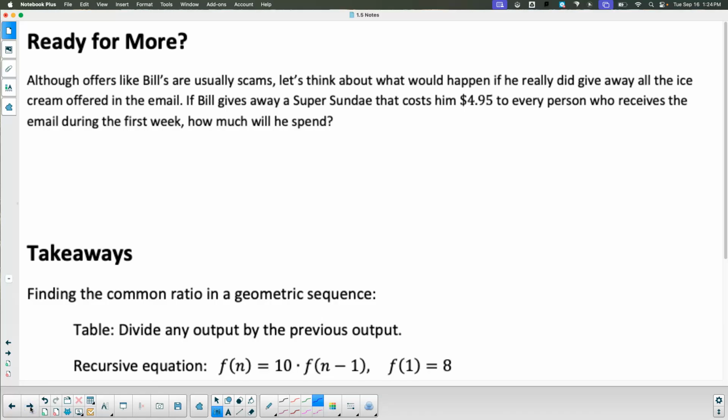Although offers like Bill's are usually scams, let's think about what would happen if you really did give away all the ice cream offered in the email. Now here's what I don't understand. Here it says that in this one, if Bill gives away a Super Sundae it costs him, because of the markup. Okay, I get it, the markup. Got it. Because on the first page, didn't he say it was an $11.95 value? Here it's only $4.95, so he must mark it up $7 a sundae. Just making money, getting people ice cream.